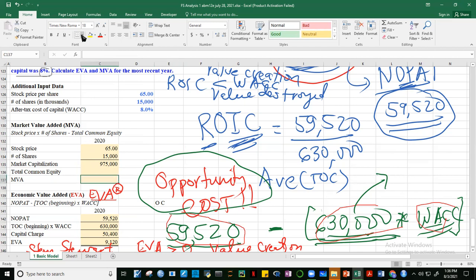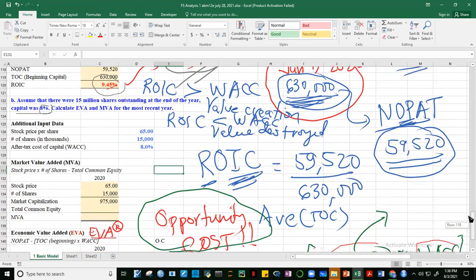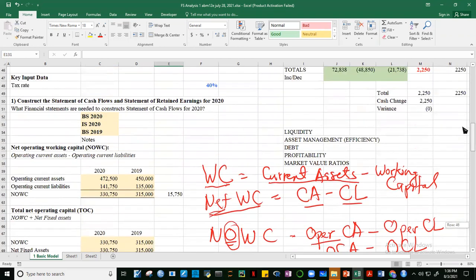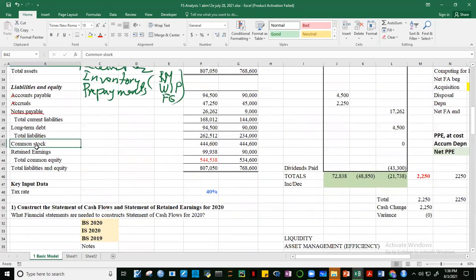Now what we do guys is to compare this with the book value. So market value versus book value. Saan natin kukunin yung book value ng equity? Dito sa balance sheet. So equity will consist of your common stock and your retained earnings. No? So common stock and your retained earnings will be your total common equity.